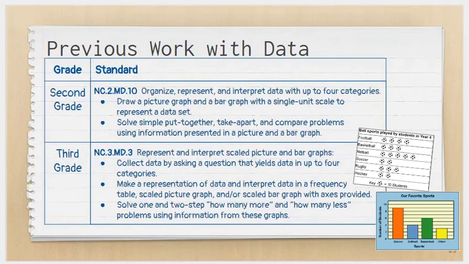In both 2nd and 3rd grades, the standards specify that students represent data using picture graphs and bar graphs. But notice the difference between the 2 grade levels. In 2nd grade, students use a single unit scale, whereas 3rd graders must represent and interpret scaled graphs. Notice the picture graph includes a scale of 10, and the bar graph includes a scale of 2. This would be appropriate for 3rd grade. Additionally, in both grade levels, students solve problems about the graphs they create.